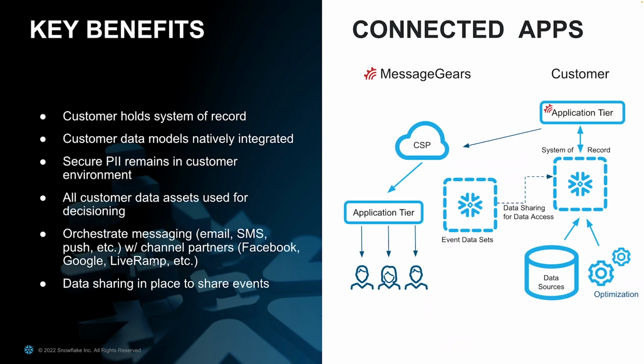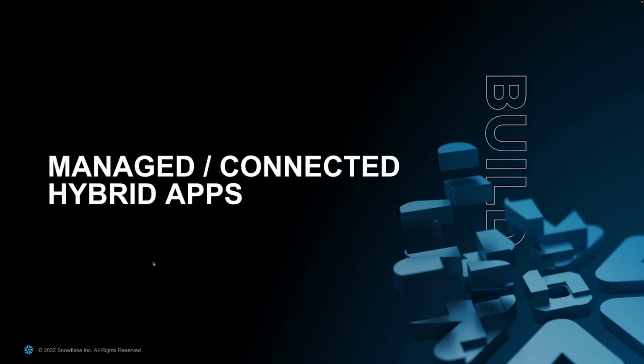Our application that operates in the MessageGears cloud will only use the data exiting the environment to deliver messaging and activation on channel partners. And in the end, all of our data is shared back to the customer so that the cycle can repeat for optimization purposes. Kevin, back to you for the hybrid app model. Thanks, Craig. That was awesome.